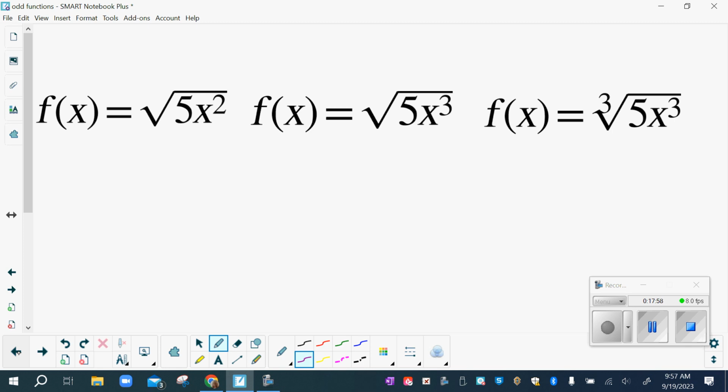I got an odd one up here. I got an even one up here. I got a neither up here. I want to see if you can find which is which. This one's a little bit tricky. And I'm going to do it. And like I said, I'm probably not going to test you on it. I just want to show you, especially for my friends who are heading to Calc next year, when we have root problems, we have to be careful.